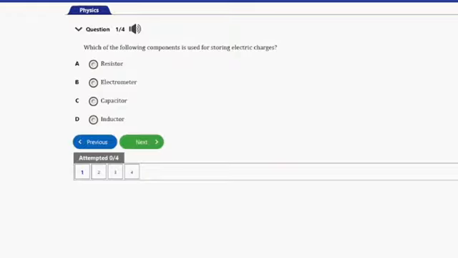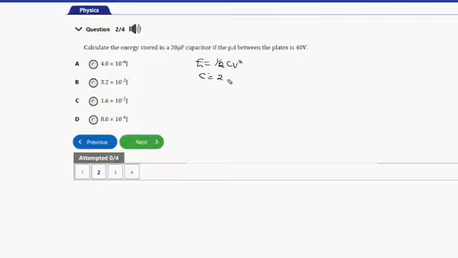Let's go ahead and consider the next question. So that's question number 2 here. It says, calculate the energy stored in a 20 microfarad capacitor if the potential difference between the plates is 40 volts. So guys, for this, we're going to simply make use of the formula E is equal to half CV squared. So where C here is 20 microfarads, that's 20 times 10 to the power of negative 6, or we can say 2.0 times 10 to the power of negative 5.